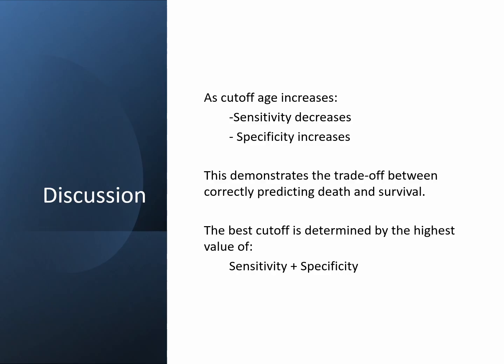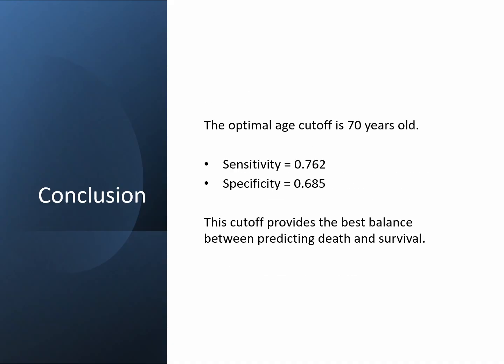The ROC analysis demonstrates the trade-off between sensitivity and specificity. Lower cutoff values capture more deaths but incorrectly classify more survivors. Higher cutoff values correctly identify survivors but miss more deaths.